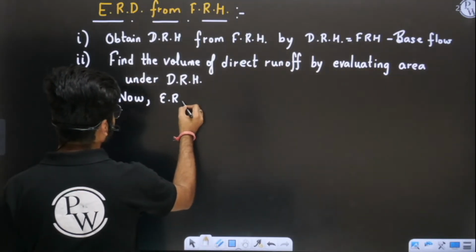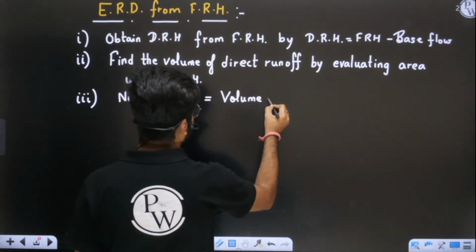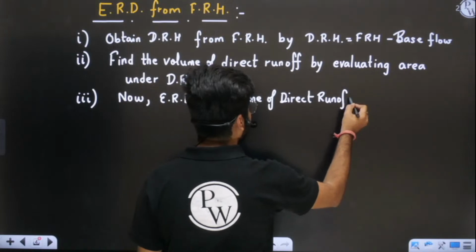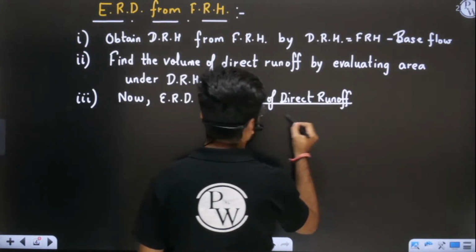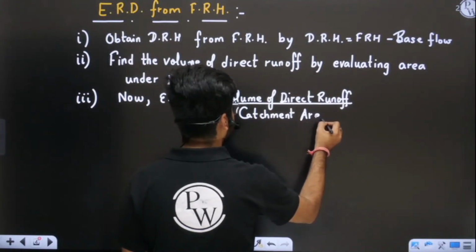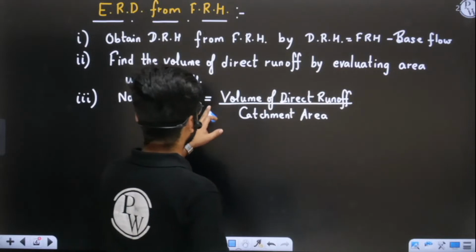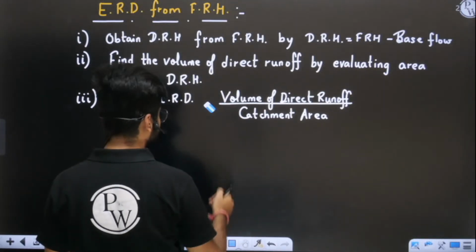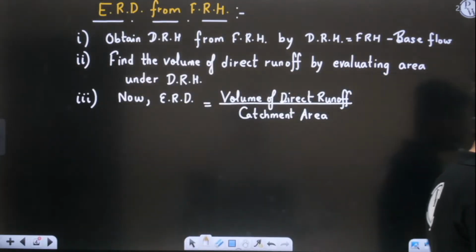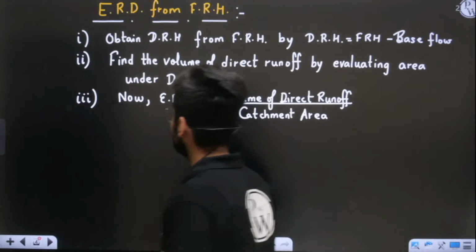Now, if you want to find the effective rainfall depth, what do you have to do? You have to simply divide the volume of direct runoff by the catchment area. So if you want to find the effective rainfall depth, you divide the volume of direct runoff by the catchment area. Simply you will get the effective rainfall depth. Simple question, very basic question.